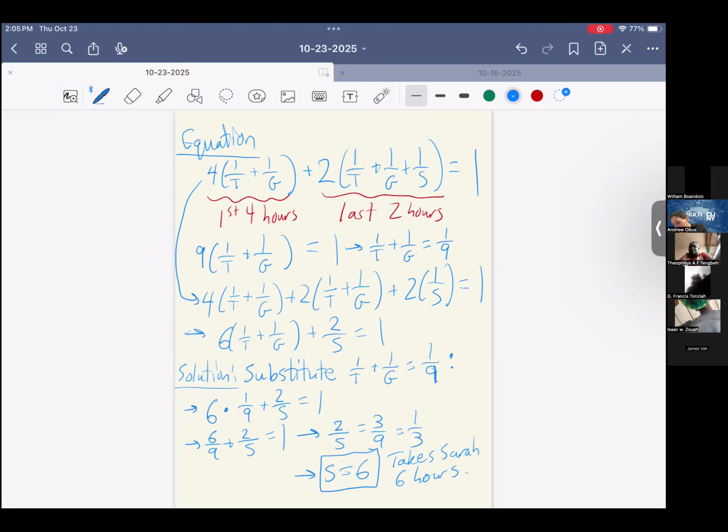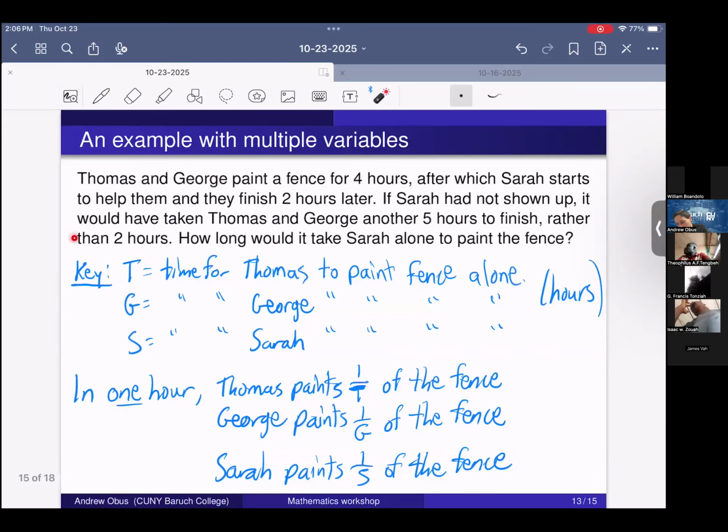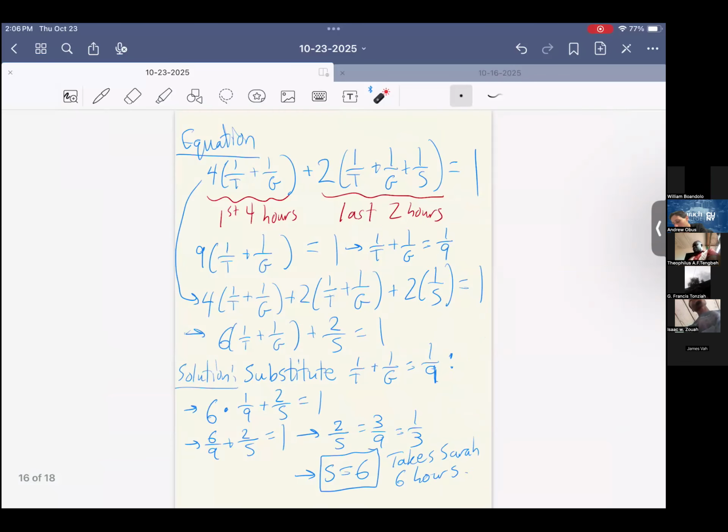But the idea here is that we started with something confusing, but there are 3 different variables because we have 3 different people. And then in order to set up equations relating these variables, we had to use the 2 sentences that we were given, right? One is it takes Thomas and George together 4 hours, and then Thomas, George, and Sarah another 2 hours to finish the fence. That was this equation: 4 times (1/t + 1/g) plus 2 times (1/t + 1/g + 1/s) equals 1. That's your first equation. And then the second equation is if it's just Thomas and George, it takes them 9 hours to finish. So 9 times (1/t + 1/g) also equals 1.